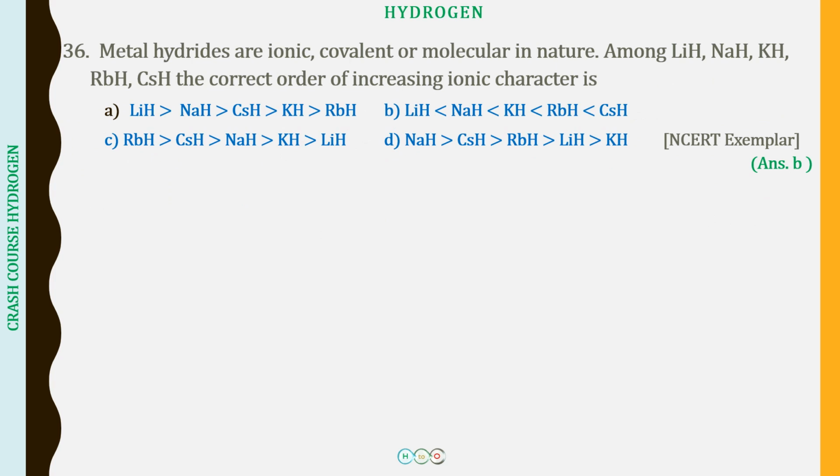The next question is: metal hydrides, are they ionic, covalent or molecular in nature? Among lithium hydride, sodium hydride, potassium, rubidium, cesium hydride, the correct order of increasing ionic character is, and the four choices are given to you. This is a question which is asked in the NCERT exemplar quiz.